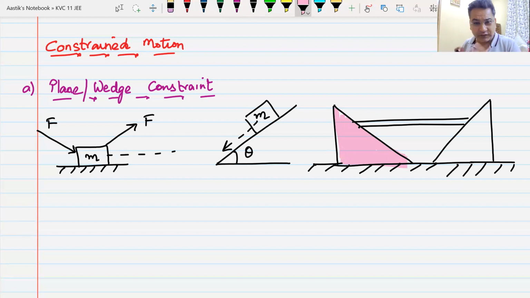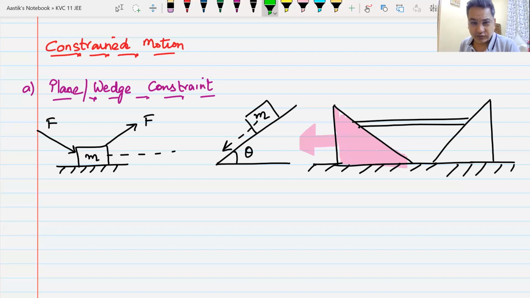This is not physics. This is common sense. Where will this pink wedge go? Left, right, up, down? How will it move? Left, sir. It can only go left. There is only one way it can go, and that is left.